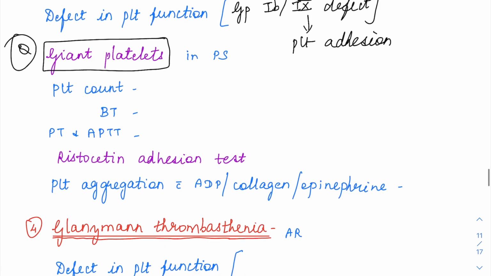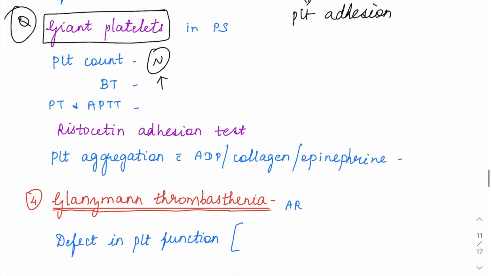So what will be the platelet count in this disease? Here the platelet count is normal. It's just the platelet function defect, right? So platelet counts are going to be normal. But since platelet function is defective, again, BT is going to be elevated. But what will happen to the PT and APTT? Clotting factors are normal, so PT, APTT is going to be normal.